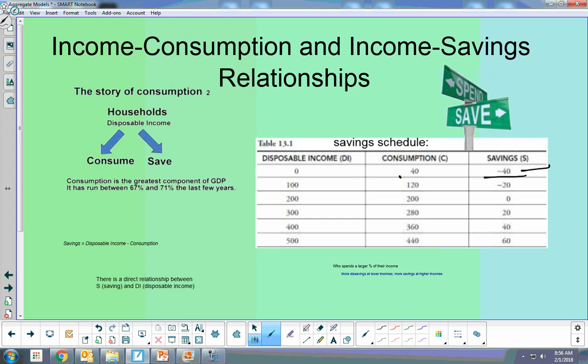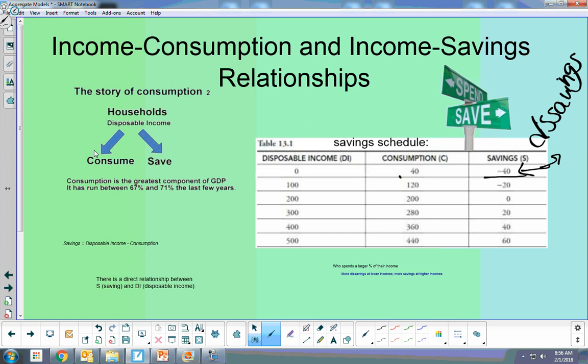Does anyone in here have negative savings? Like, you have no money, yet you still have to spend, so you borrow from your parents, or you swipe your little credit card. Thank you for being honest, because I'm probably there with you. This is called dis-savings. Spending more than you make is dis-savings. You're not saving, you're dis-saving.